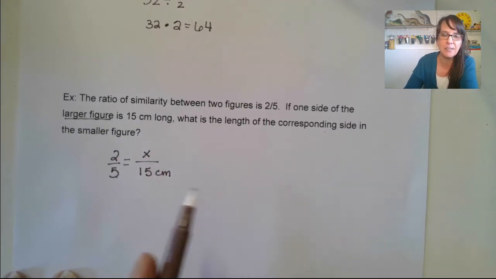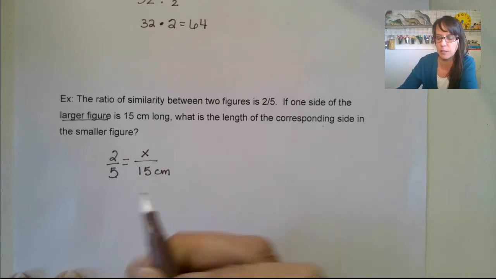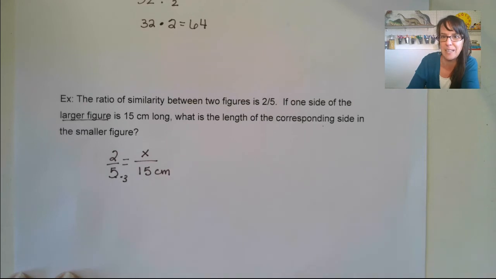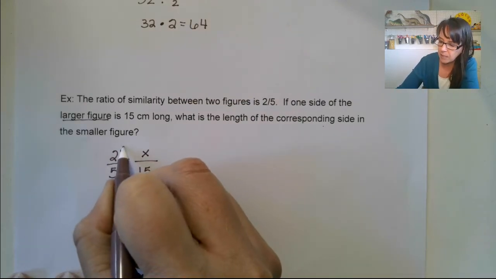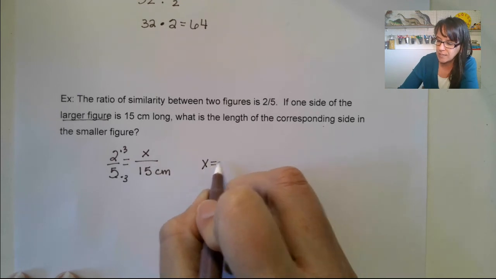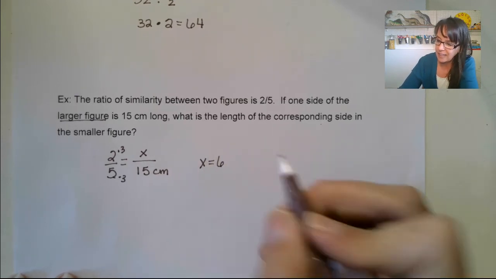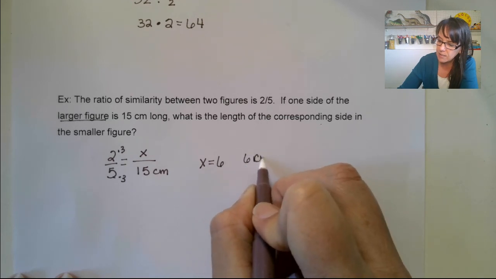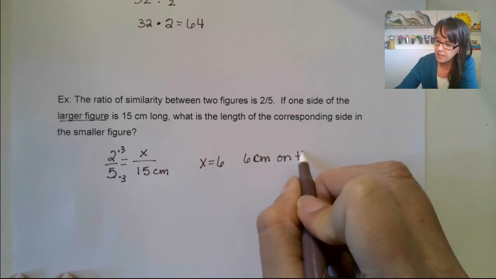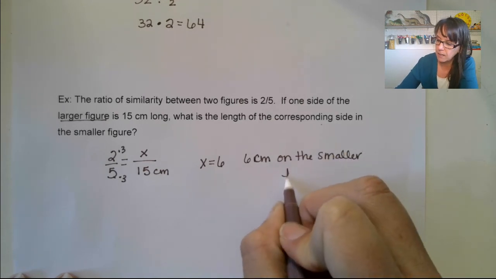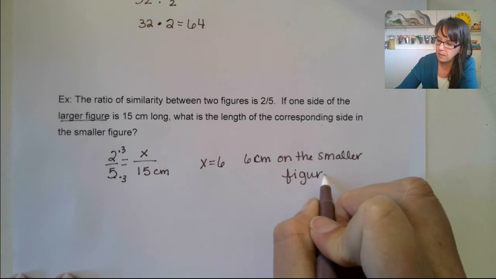Okay, so you could cross multiply if you want. You can also look at this and say, oh, 5 times 3 gives me 15. If I multiply by 3 on the bottom, I've got to multiply by 3 on the top, and that's going to give me 6 on the top. So X equals 6. So you would say it is 6 centimeters on the smaller figure.